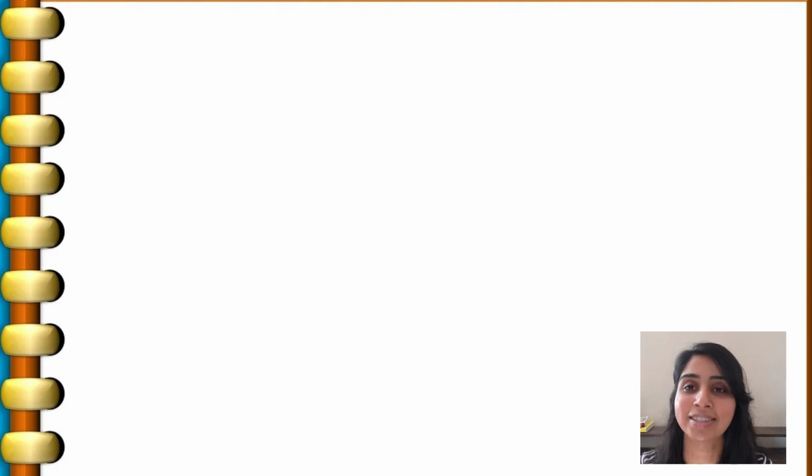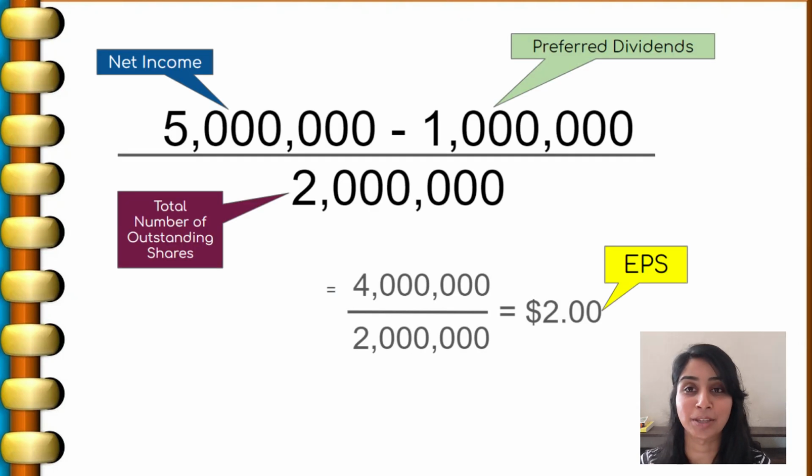So let's just look at this quickly through a math example. Company Jelly Beans has a net income of $5 million, and we subtract their preferred dividends, which happen to be $1 million. So you're left over with $4 million, and the total number of outstanding shares is going to be 2 million. So you take the $4 million divided by the 2 million, and you get $2 per share, or the EPS is going to be $2 of earnings per share.